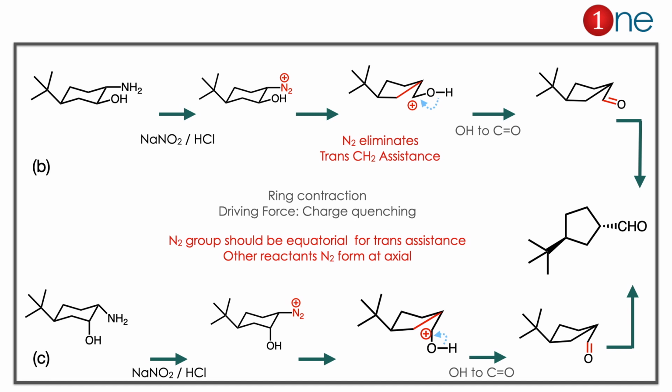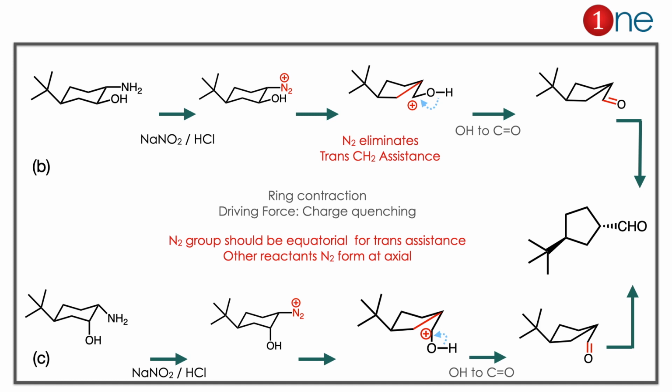The N2+ is a charged species. It has to be quenched. The trans methylene group is there. What really happens is the methylene group moves and assists the N2 leaving, so the ring is contracted. But while leaving, the cation is formed there. The cation has to be quenched. The cation quenched gives the ketone there. So you have the product nicely, which is the desired product, tertiary butyl above and carbonyl below.